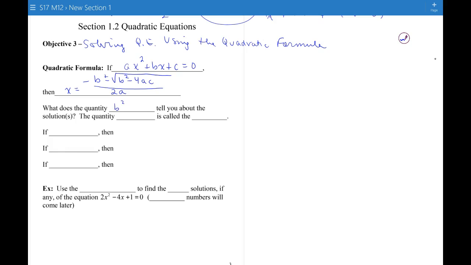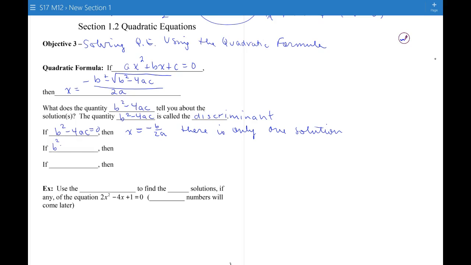So what does that quantity b squared minus 4ac tell you about the solutions? Well, that quantity b squared minus 4ac actually has a special name. It's called the discriminant. And if b squared minus 4ac equals 0, then you can see that you just get x equals negative b over 2a, and there is only one solution. And then you should kind of whack yourself on the forehead and go, oh, I could have solved that a lot easier.